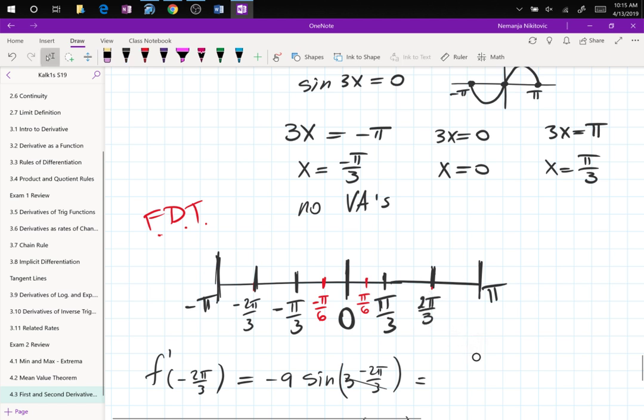I have to pick more points. So negative pi over 6, negative 2 pi over 6, negative 3 pi over 6 is negative pi over 2, negative 4 pi over 6, negative 5 pi over 6. Holy nightmare.